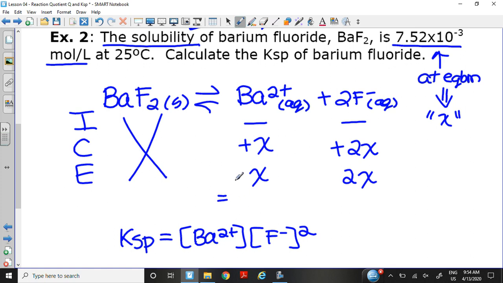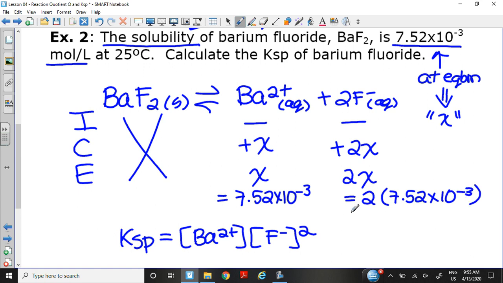So what we can do now is actually put that into our table. 7.52 times 10 to the negative 3 is x. And then over here for the fluorine, because there's two of them, we need to double that. So I always like to fill in my ice table first, just so I don't miss these things like the multiplying. And then I can go and do my K value after that.